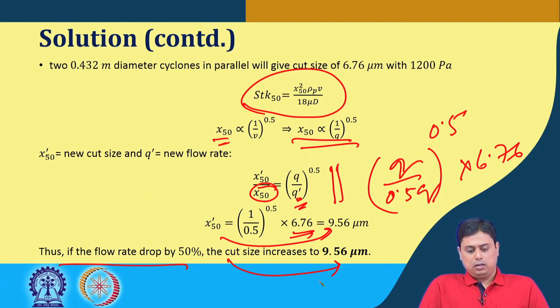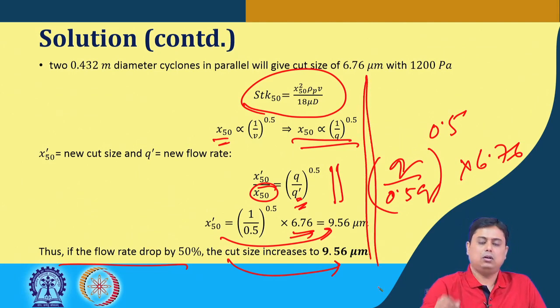So I hope this part is also clear to you, that without doing the whole problem once again, from this Stokes number, its importance, its utility or its application in these problems becomes clearer, that from this Stokes number expression we can get the cut size when all the operating conditions remain the same except the flow rate goes down to 50%.